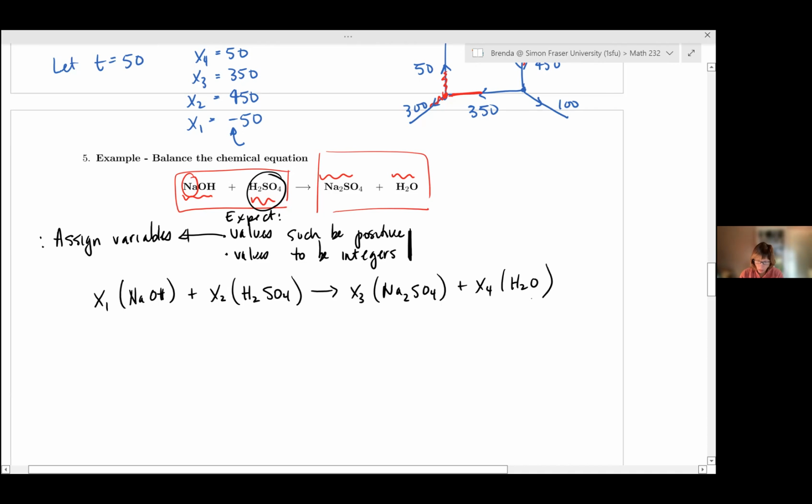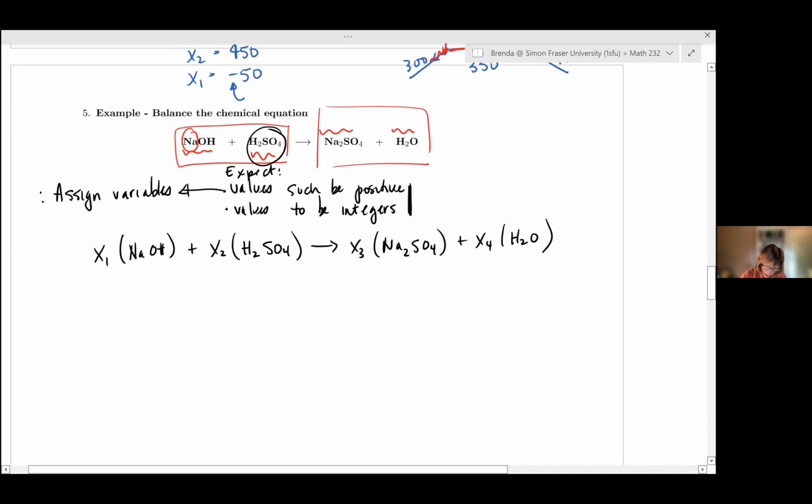So we are just saying how much of this one plus how much of this one equals how much of this one and how much of this one. So we've got 4 unknowns, and so of course we need to get 4 equations. How are we going to do that? We want to equate the number of atoms of each particular type on both sides of the equation.